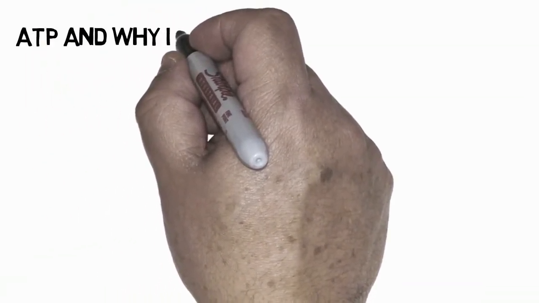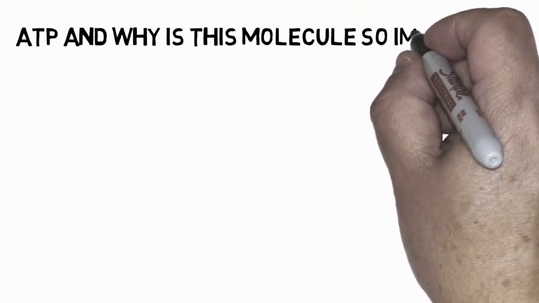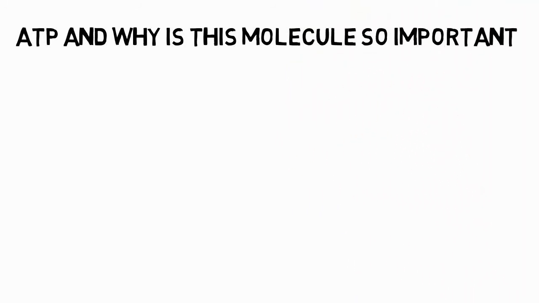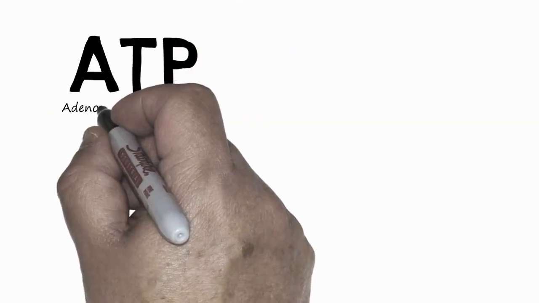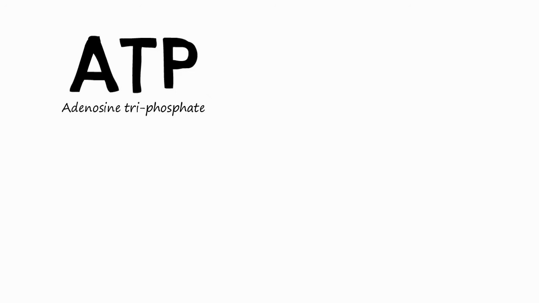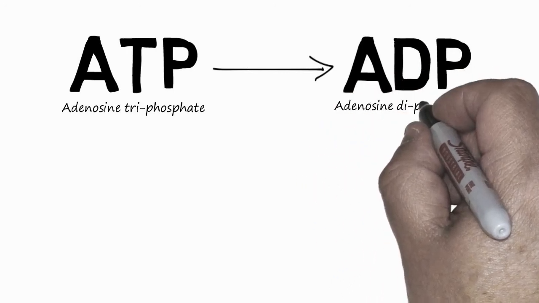This video addresses in simpler terms some useful facts about ATP and why this molecule is so important. First, let's write down a very common reaction that we see all the time when we study metabolism. ATP becomes ADP, or adenosine triphosphate becomes adenosine diphosphate.